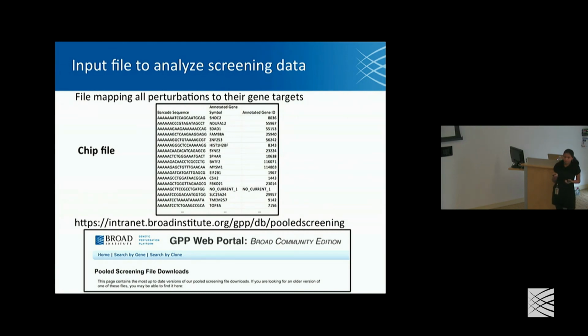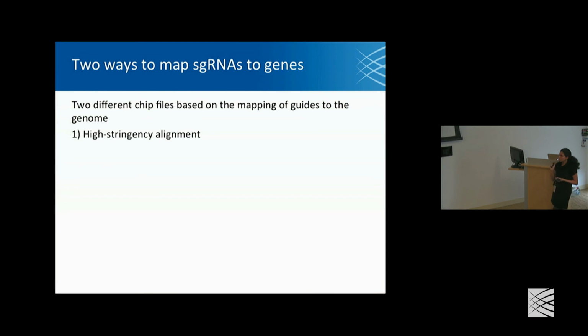Another important file that you need to analyze your screening data is a file that maps all of the guide RNAs in your library to their gene targets, and we refer to this as the CHIP file in GPP. And if you go to this link here, you can download CHIP files for libraries that are available to the Broad community and others. So there are two different CHIP files based on the ways guide RNAs are mapped to genes.